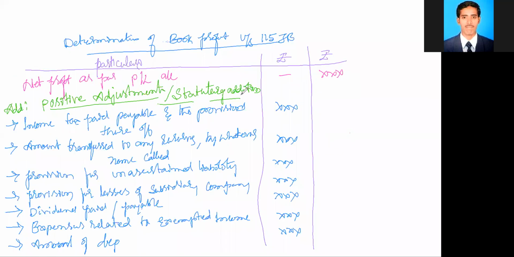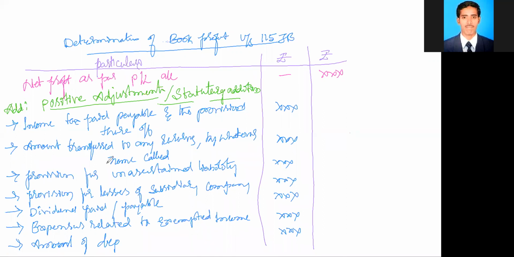Recall the positive adjustments, which are statutory adjustments. They are already in the P&L account, so separate adjustments need not be given. Income tax payable and provisions thereof, whether paid, payable or provisions relating to income tax, all these we need to re-add.